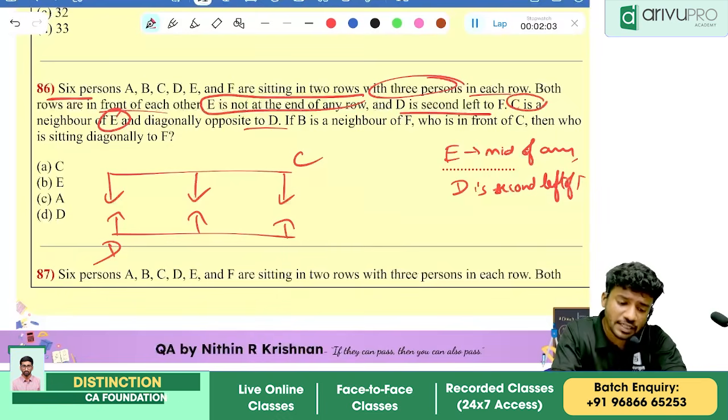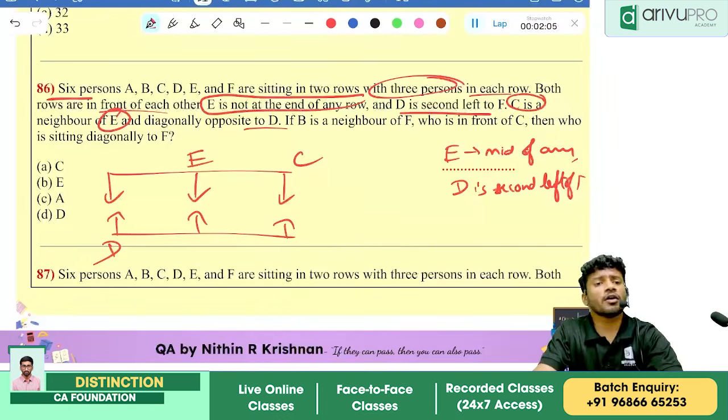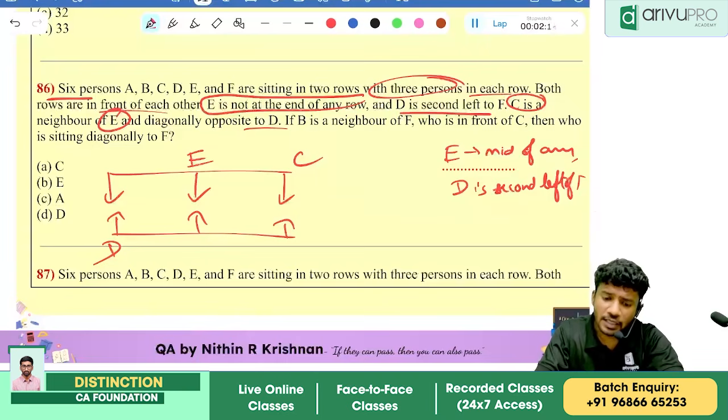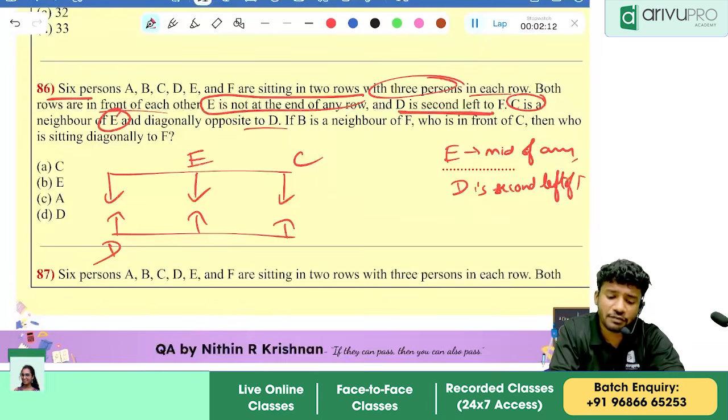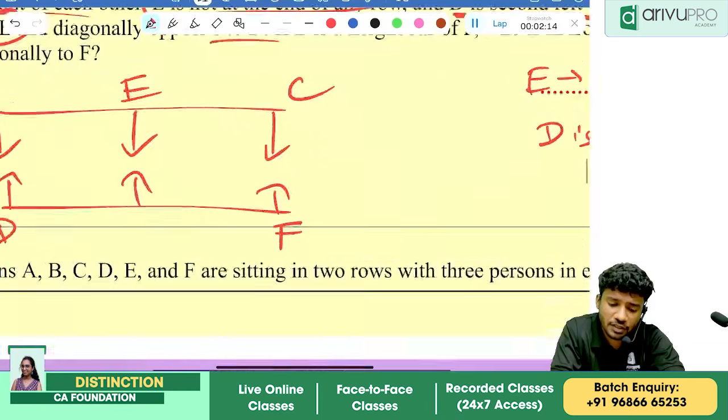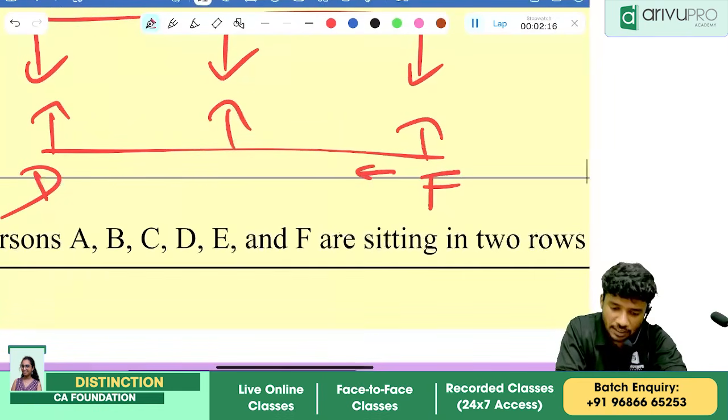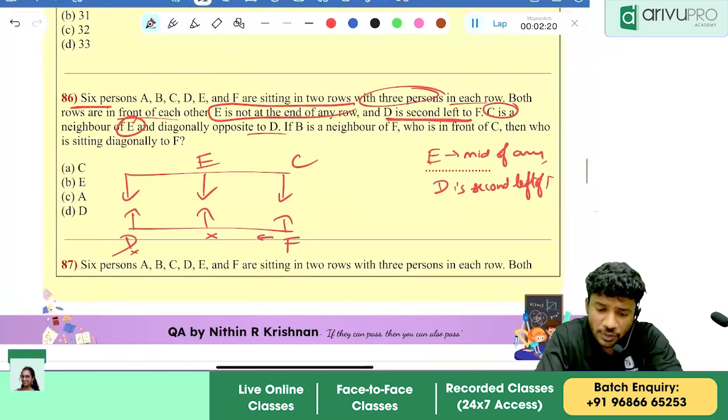Then C is a neighbor of E. E will be over here. We already know that E is in the middle. Then what we know, people? D is second left of F. Check this, second left. Is this the left hand side? Yes. First left, second left. That is correct. Then what is remaining now?